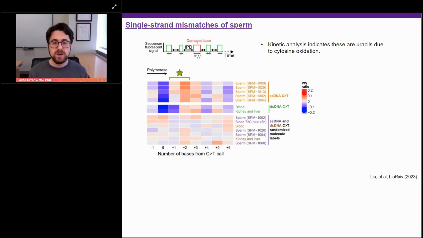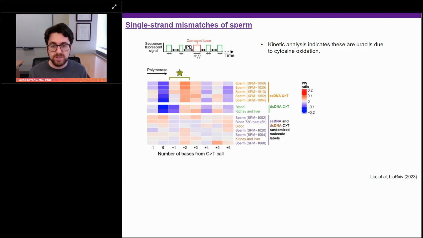Interestingly enough, we see a difference in the kinetics of these C to T single-strand calls in sperm samples relative to C to T double-strand mutations in regular tissues. This makes sense because these C to T calls at the single-strand level of sperm are not actual changes of cytosine to thymine, but rather damage to cytosine that's causing them to sequence as if they were thymines, but actually they're deaminated cytosines, likely uracils.